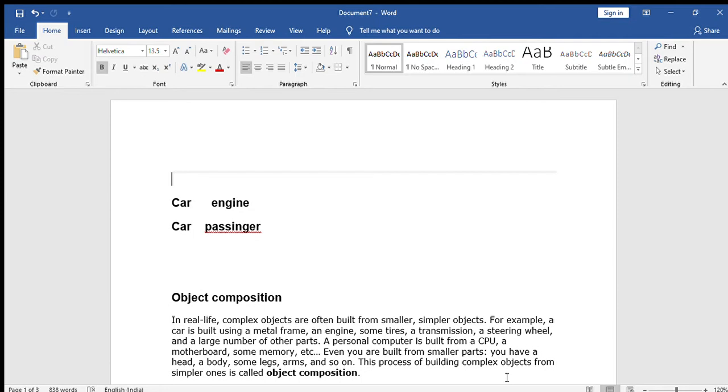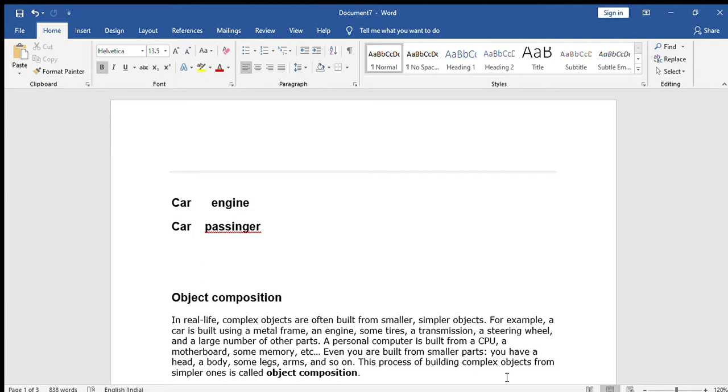Example, suppose you take a car. A car can be built up from different things. A metal frame is required, an engine, wheels, seats, transmission, and a steering wheel. These are all required for a car. If you take a laptop, what is required? CPU, processor, RAM, storage or hard disk, keyboard, and display. These are all smaller objects which make up one object. This type of thing is called object composition.